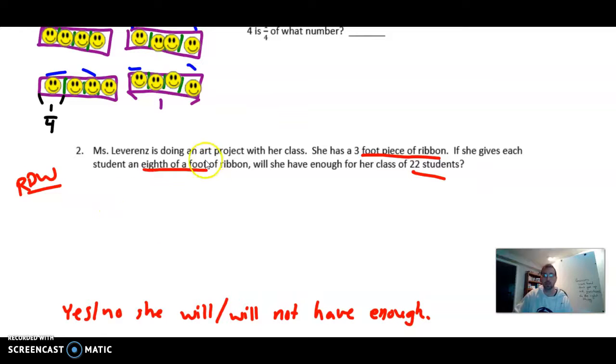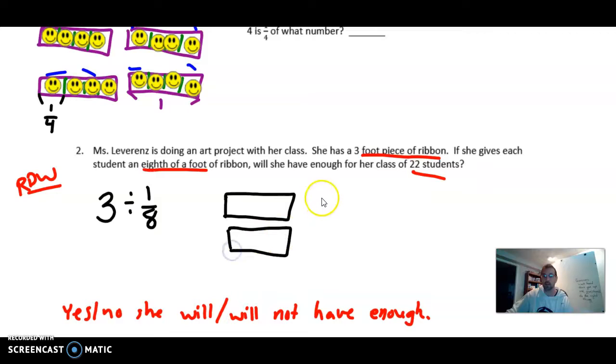Now, as we look, we have to think about what is going first. Right? What do we have? What do we know? Well, she started with a 3-foot piece of ribbon. And she's giving it into eighths. So we're going to decompose it into eighths. Ooh, where's my eighth? There we go. So in order to do this, I'm going to show 3 holes. Now notice as I'm drawing these 3 holes, I'm going to label them as well. Labeling them as 1 hole.